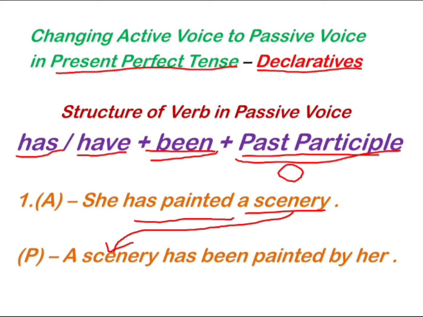A scenery is singular, so we use has. Been is the be form of verb for the perfect tenses, so been. Painted is already a past participle, so we write painted. And she is changed to her when it becomes an object, as per the rule of change of pronouns, and by denotes the doer of the action. So the passive voice is: a scenery has been painted by her.